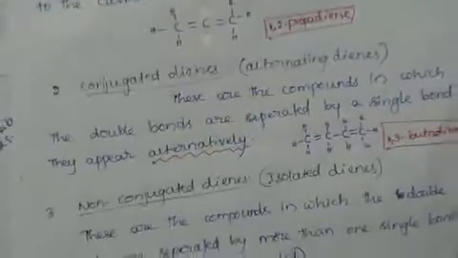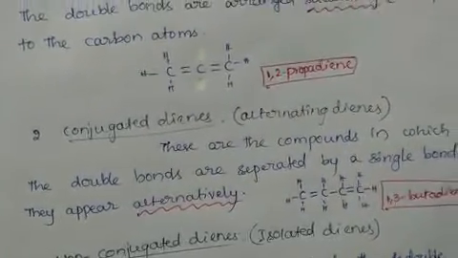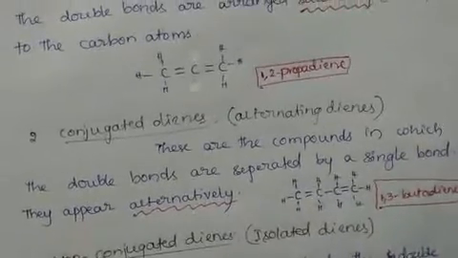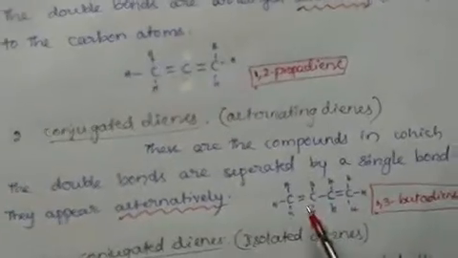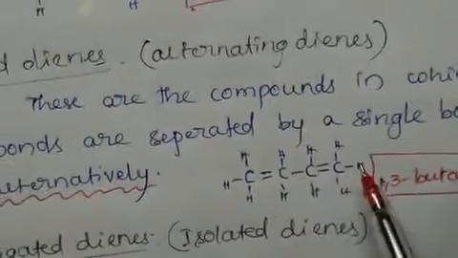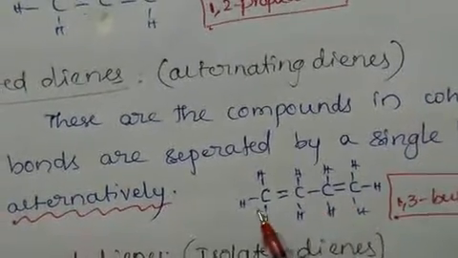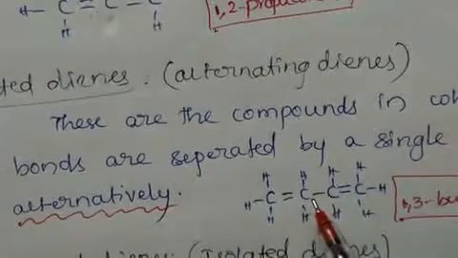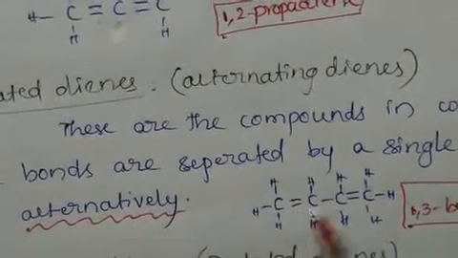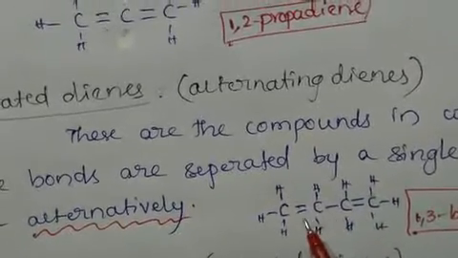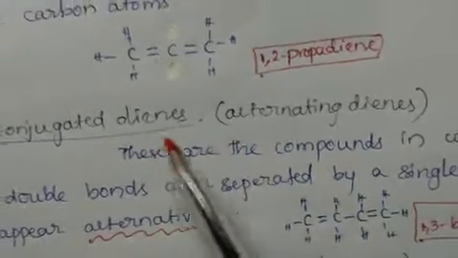Now, next, the second category is conjugated dienes. It is also called alternating diene. These are the compounds in which the double bonds are separated by a single bond. They appear alternately. So see this molecule. There are 4 carbons. The first carbon and third carbon have the double bonds. See the arrangement: double bond, single bond, double bond. The double bonds are arranged alternately. So this type of alternate arrangement in a diene is called conjugated diene.